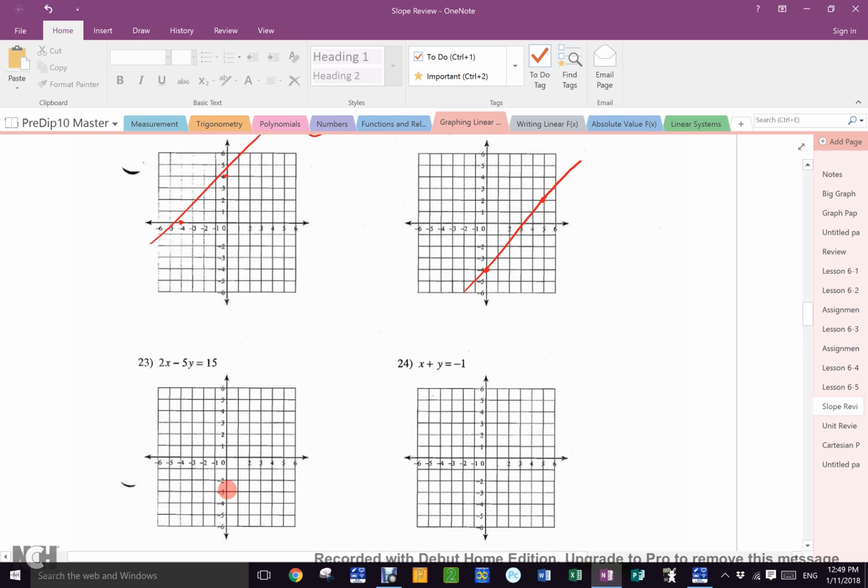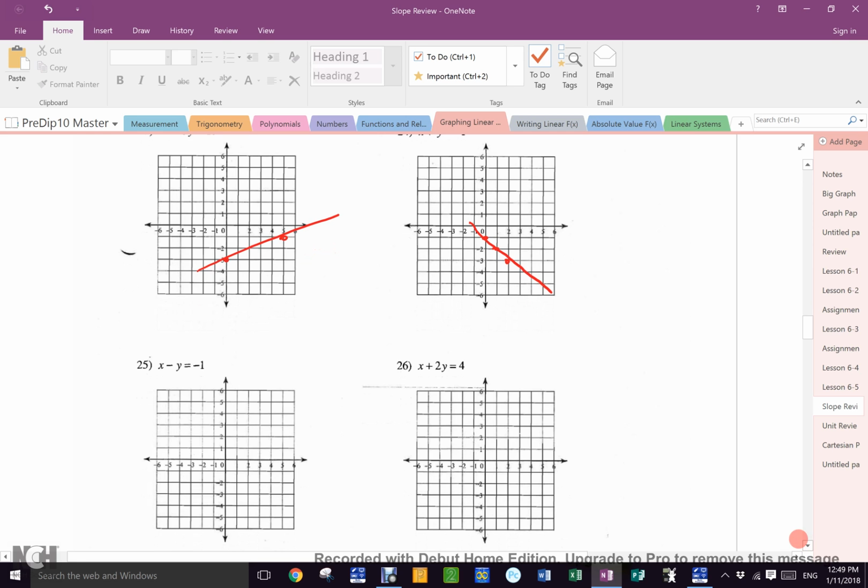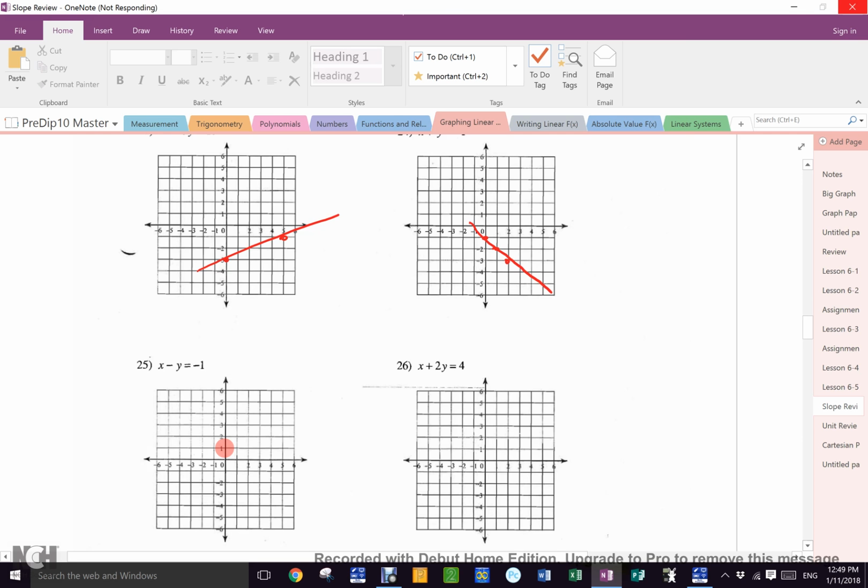2/5 -3. There. And -1 with a slope of -1. There. And +1 with a slope of +1. There.